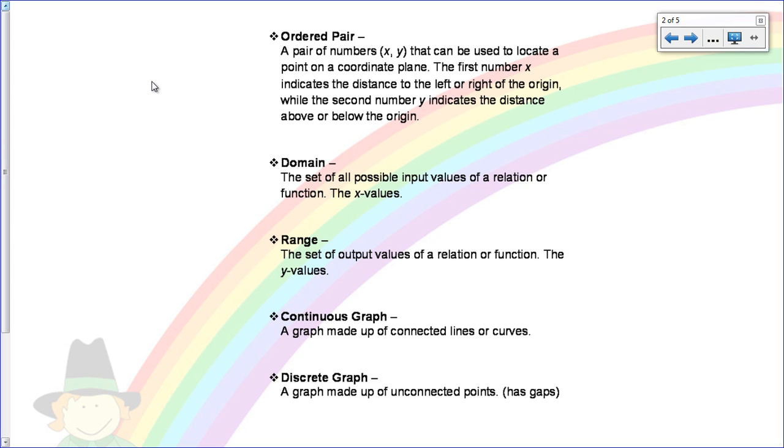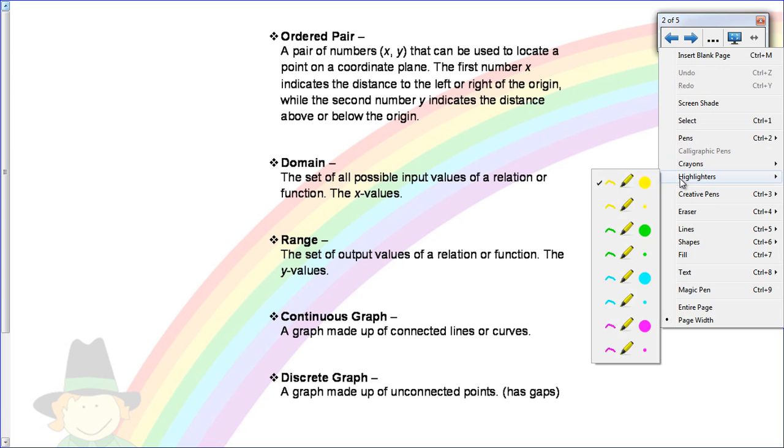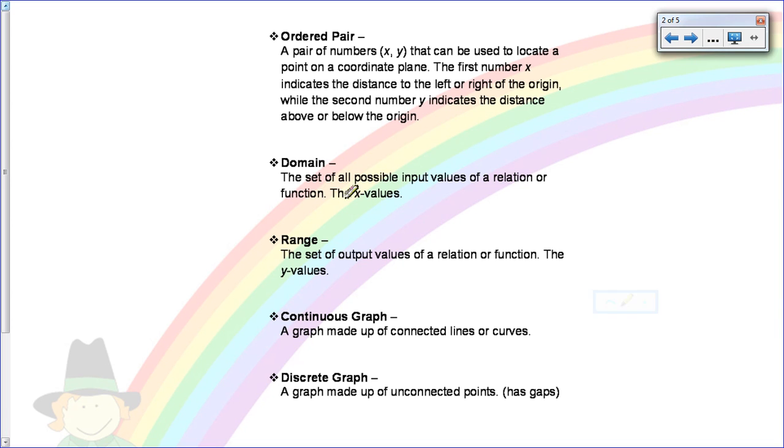Domain is the set of all possible input values of a relation or function. In our case, we're going to call that equation, or it's the x values. So domain is all of the x values on a graph. The important part that you need to remember here is that domain is the x values. Range is the set of output values, or all of the y values. So that's the part you need to remember. Domain is x, range is y.